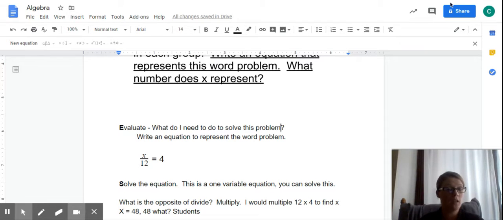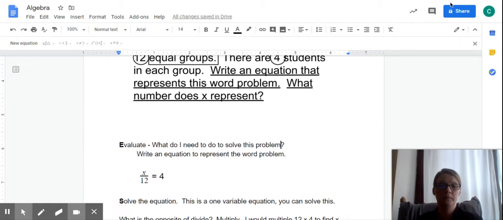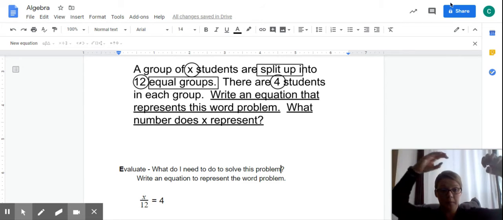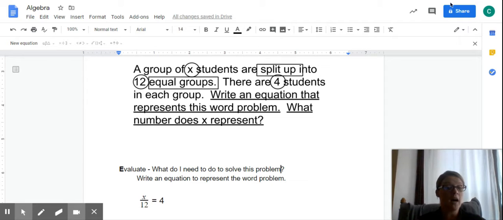Well, first I need to write an equation to represent my word problem. Look back up. A group of X students. So we don't know how many students there are, but we know that they're split up into 12 groups. So we're going to take our group of students and we're going to split them up into 12 groups. Think about how you're going to do that. You're going to divide. So you're going to take our students and you're going to divide them into 12 groups.